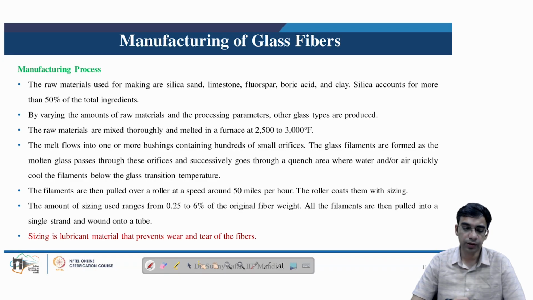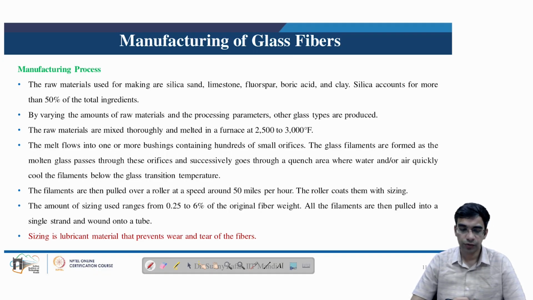The filaments are then pulled over a roller at a speed of around 50 miles per hour, and the roller also coats them with a sizing. So sizing is basically a chemical which is applied on the surface of the glass fiber, so that once the glass fibers are rubbing with each other during packaging or other applications, they do not abrade the surface. The constituents that we have seen are ceramic constituents which are quite hard, and once the glass fibers come in contact with each other, in the absence of sizing they may abrade and cause some surface related defects, which may ultimately compromise the properties of the glass fiber.